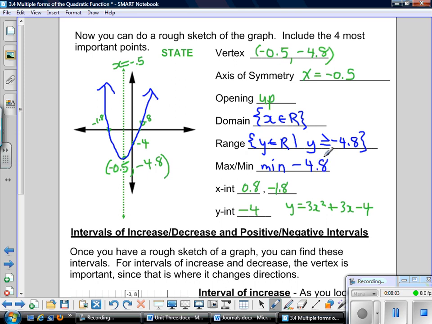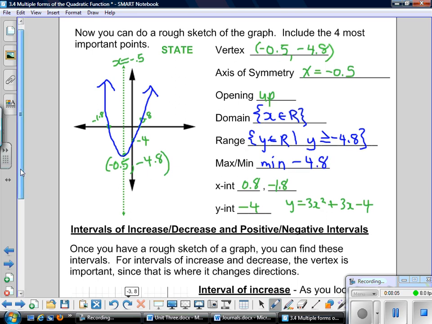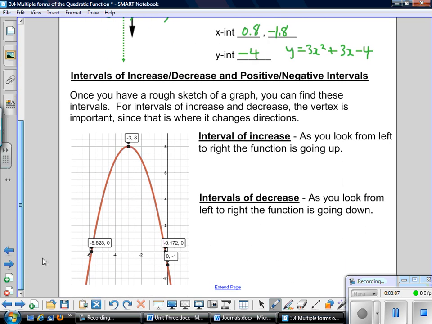Okay, so the next thing that we're going to look at is what we call intervals of increase and decrease, in other words, places where it's going up or down. So once you have a rough sketch of the graph, you can find these intervals. For intervals of increase and decrease, the vertex is important. Okay, it's the changing place.